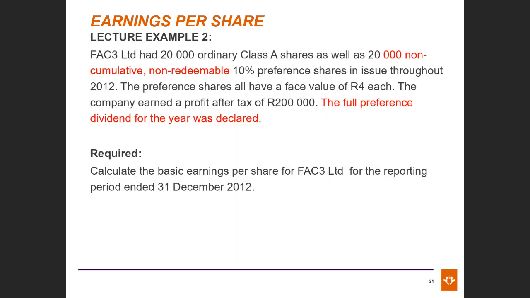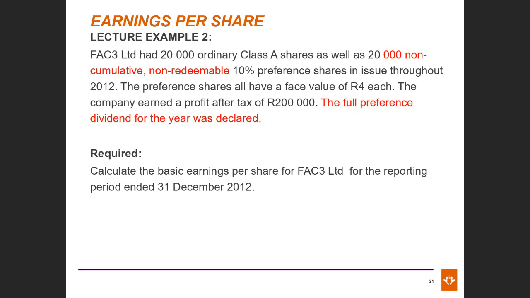Well done. Let's have a look at the second example now, where it may be a bit more tricky. Here, FAC3 Limited had 20,000 ordinary Class A shares as well as 20,000 non-cumulative, non-redeemable 10% preference shares in issue throughout 2012.